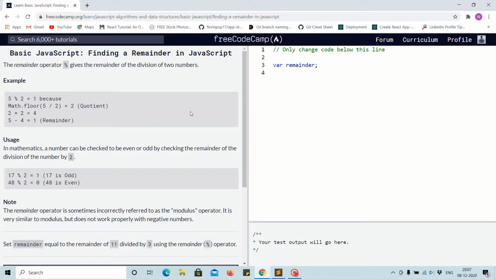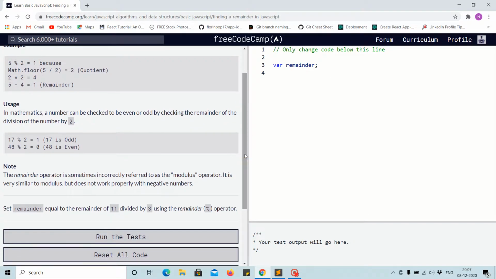As for usage in mathematics, a number can be checked to be even or odd by checking the remainder of division of the number by 2. So 17 % 2 equals 1, so 17 is odd. 48 % 2 equals 0, so 48 is even.